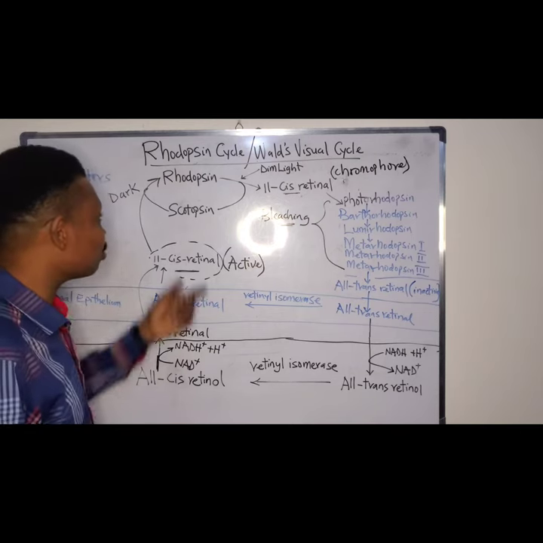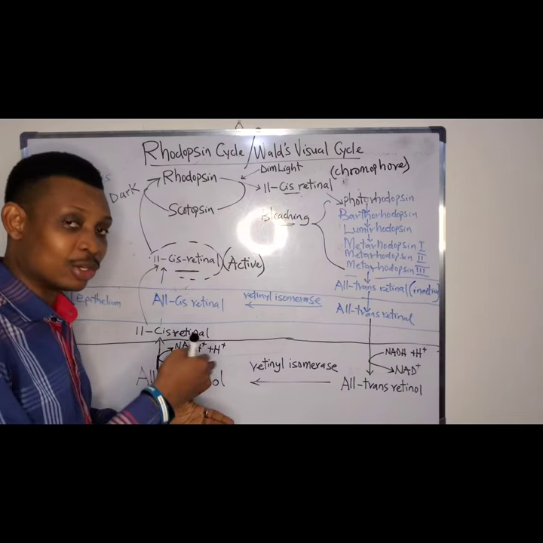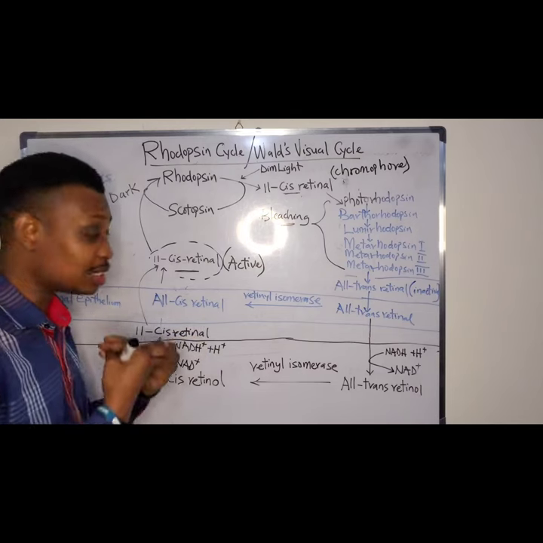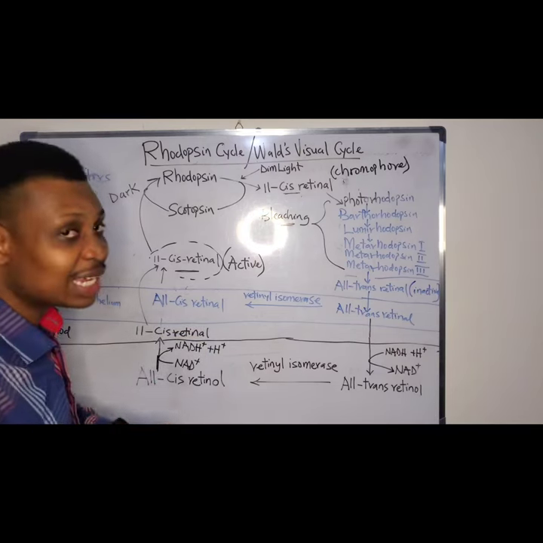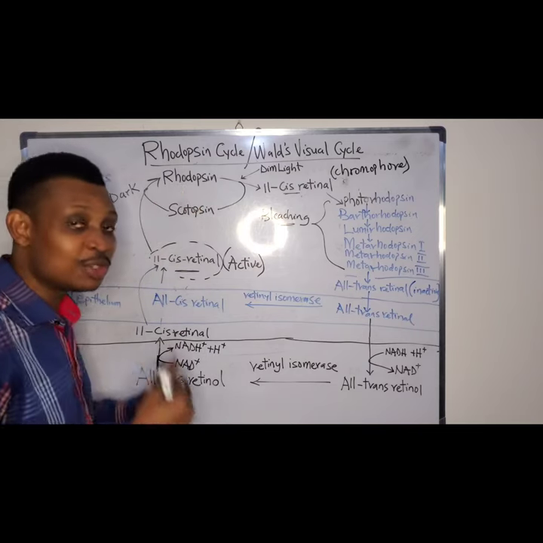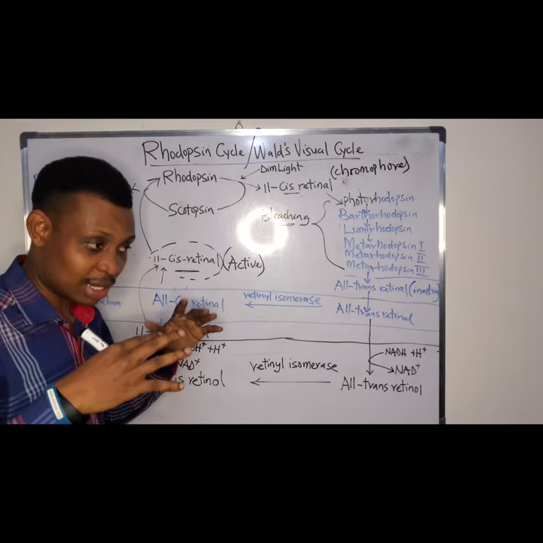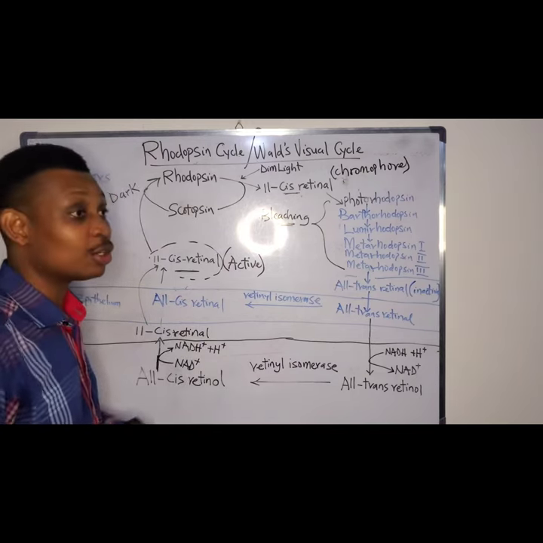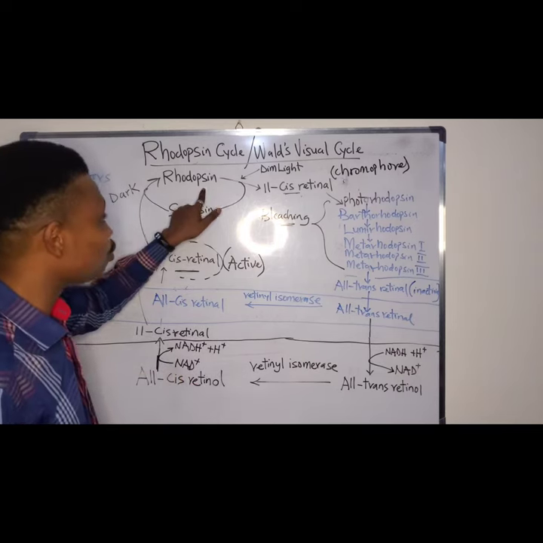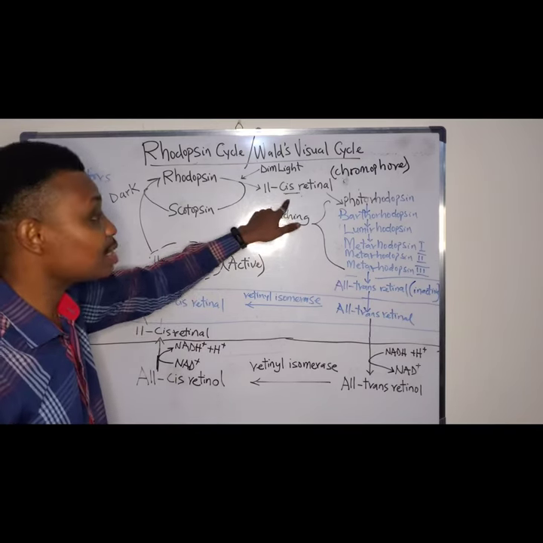I stated earlier that rhodopsin is a pigmented protein present in the rod, and the rod is a type of photoreceptor present in the retina. And I said that it functions under dim light, so it enhances vision under dim light. So let's assume there's a dark condition, and all of a sudden there's a dim light. Immediately that dim light comes up, rhodopsin will dissociate rapidly to form scotopsin and 11-cis retinal.